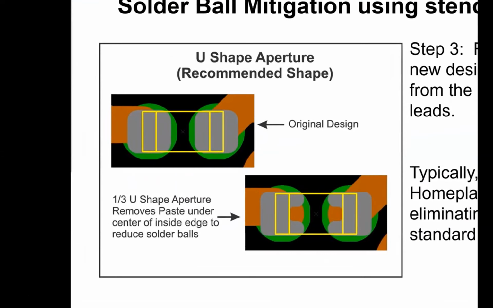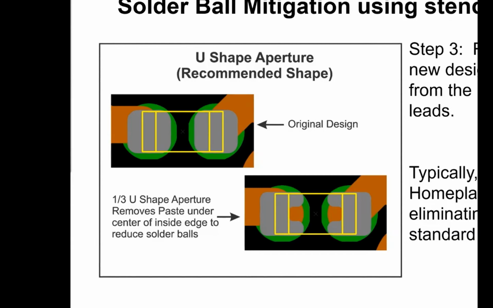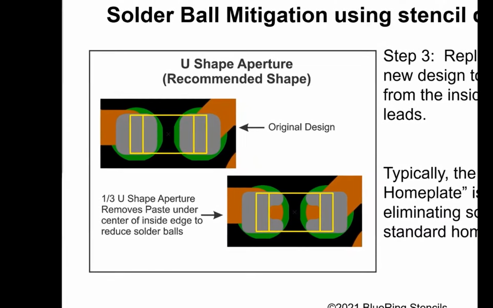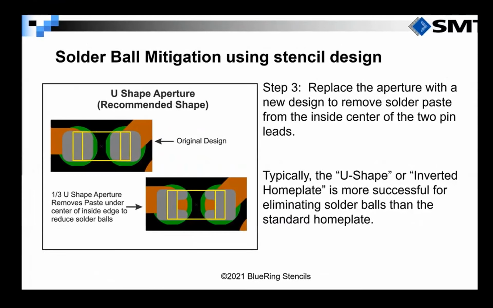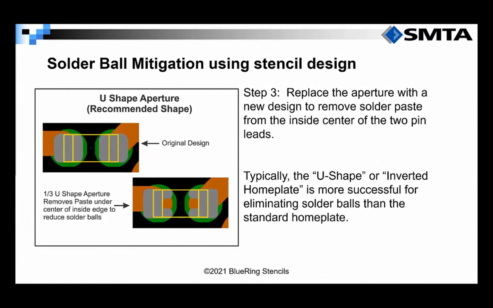As the board and the part pass through reflow, this squeeze out then reflows and pulls to the side, creating the solder ball. So this design has been very successful through the years in reducing or eliminating these types of solder balls. Other designs, such as the inverted home plate, have also been successful in solder ball mitigation. I would say overall, I've had the least success with the standard home plate, although I know many of our customers still use that design.